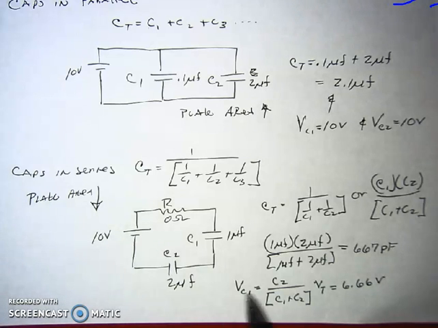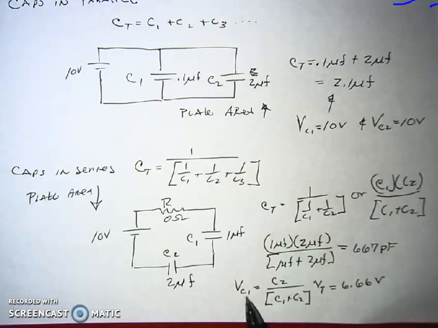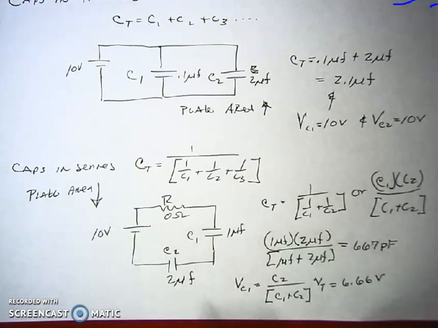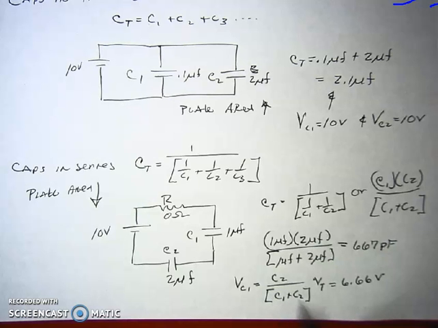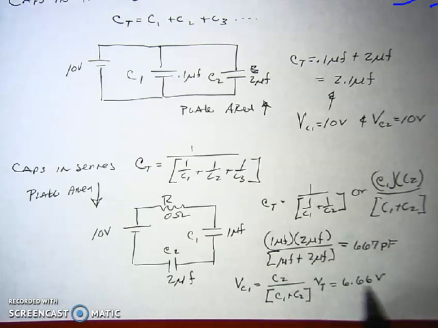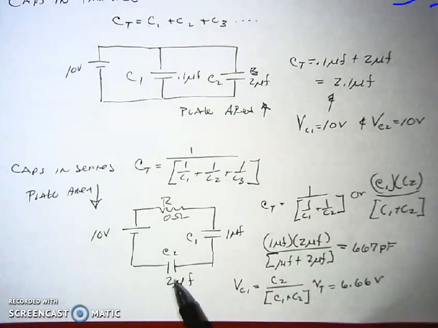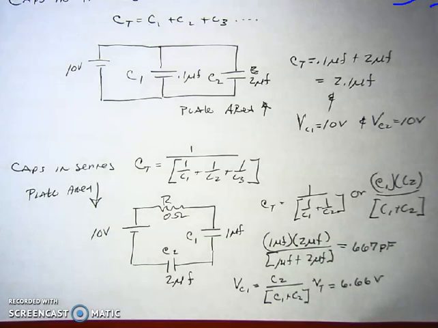The other thing is the voltage. Let's say we want to find the voltage across C1, because we have two capacitors it's going to share this voltage. So C2 over C1 plus C2 gives me 6.66 volts. So if I'm looking for C1, 1 microfarad, it's going to be 6.66 volts. So that means this capacitor is going to have the most voltage, and this capacitor is going to have the least voltage.